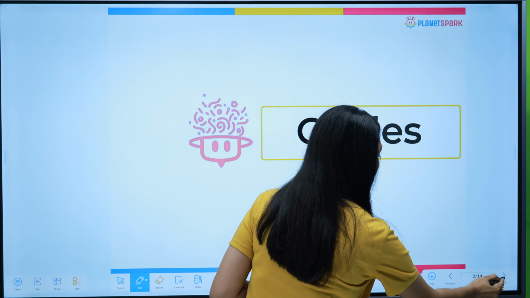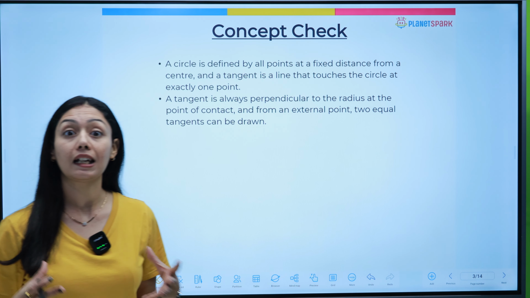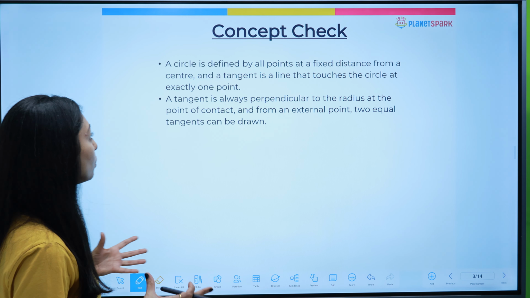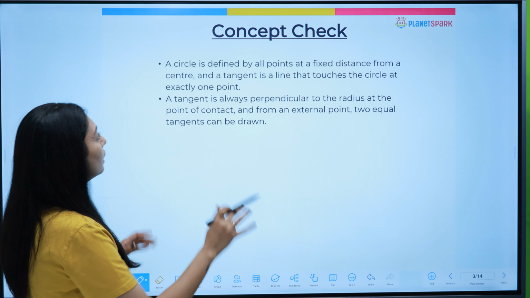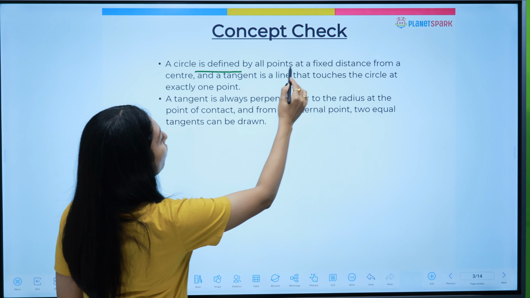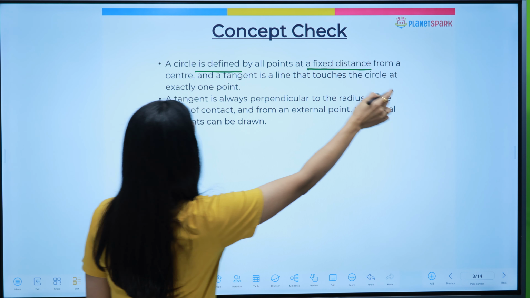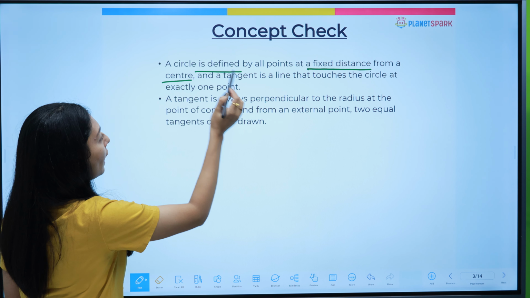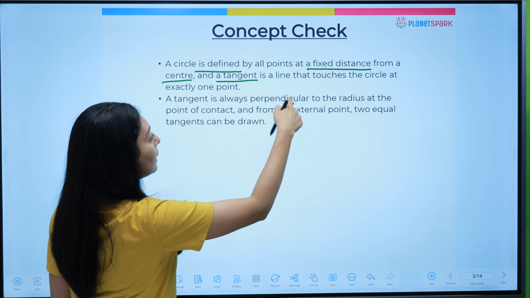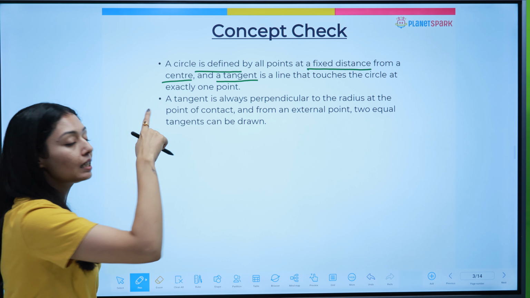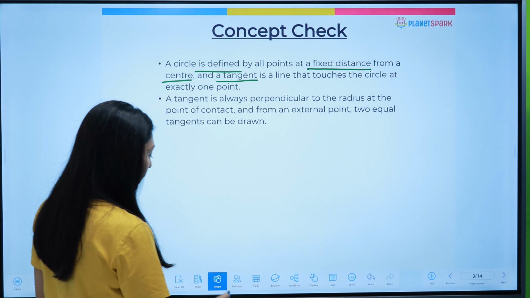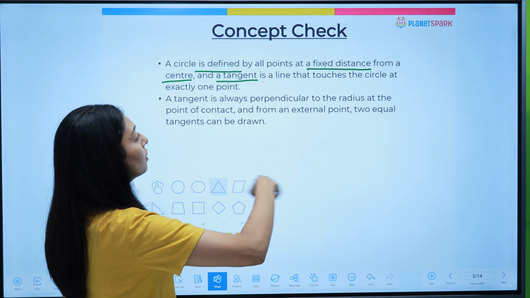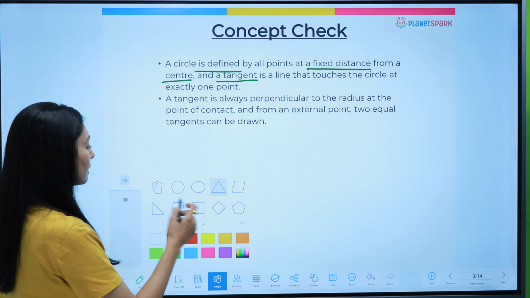Now we have tangents introduced here in grade 10. What are tangents everybody? Do you know that? First of all, let's quickly go through circles what we already know. A circle we know is defined by all the points at a fixed distance from the center, and tangent is what? A line that touches the circle at exactly one point. Circle की definition we all know, right everybody? That we get fixed points at a fixed distance there, right?